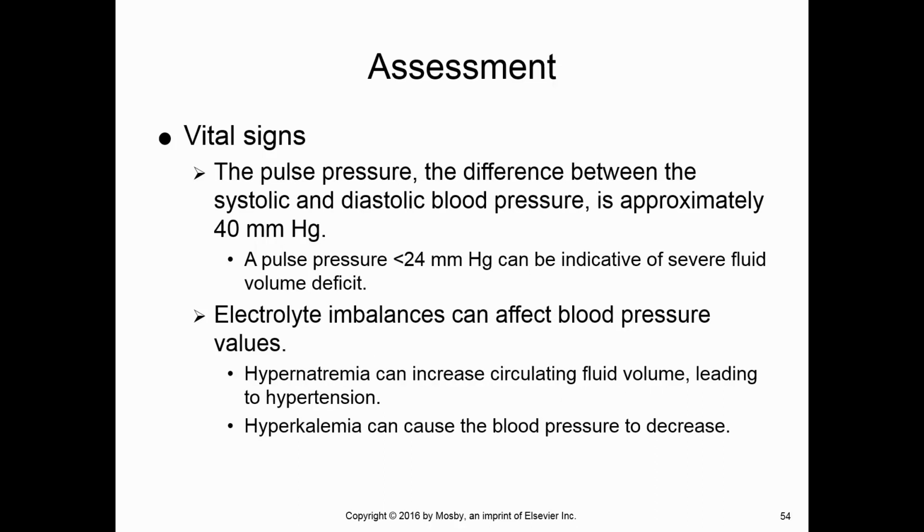Pulse pressure, so this is a mathematical calculation. It's the diastolic subtracted from the systolic. So if your pulse pressure is less than 24, then well, really, if it starts going less than 40, depending on the person's normal blood pressure, you might be seeing a fluid volume deficit. But especially if it's less than 24, that is a severe fluid volume deficit.